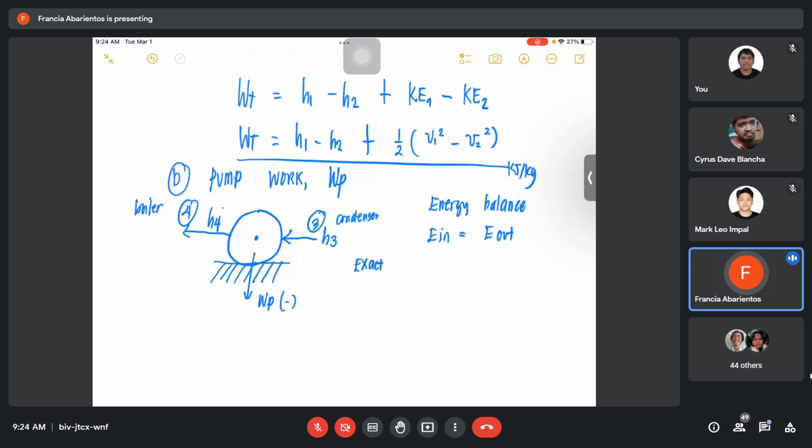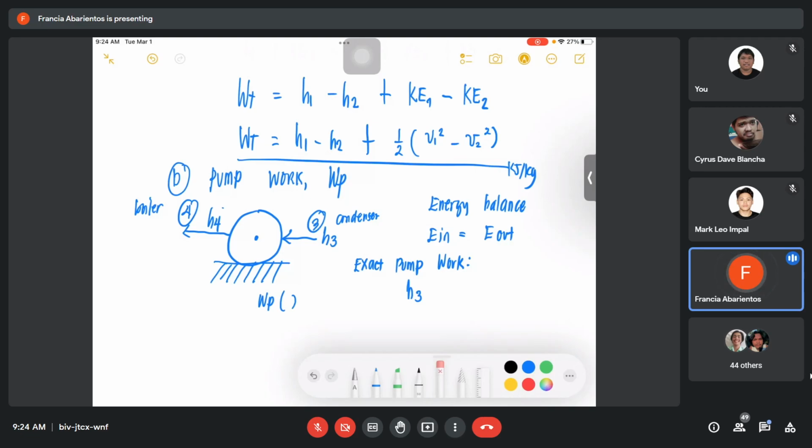Ito, class, yung exact pump work. Yung energy balance natin. Okay. So, entering is H3. Ay, wait. Para hindi kayo ma-confuse, hindi ko na in-negative to, class, kasi hindi naman talaga siya yung nag-produce.